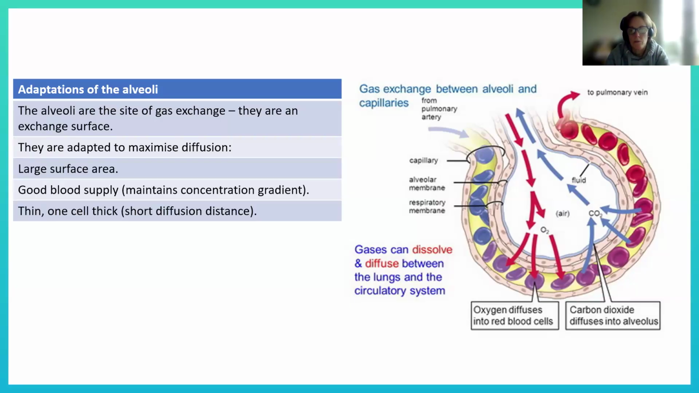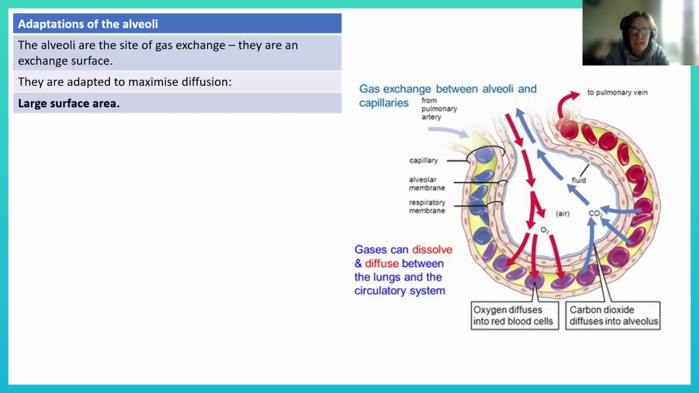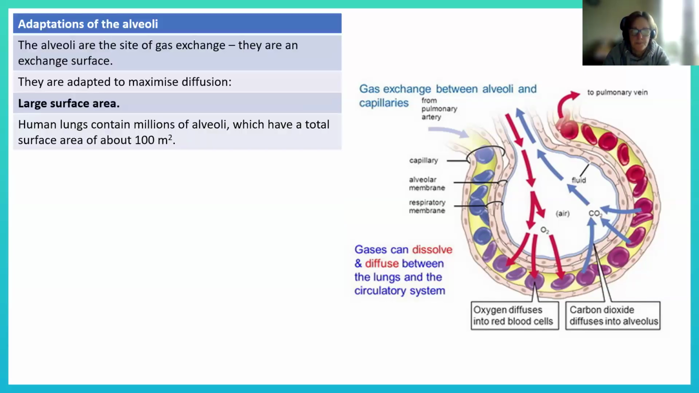It's a very short diffusion distance, one cell thick for the alveoli, one cell for the capillaries. If you think about the bubbles that you blow when you're little, you get those little pots and dip a stick in and blow. That's about how thick they are. So they're an extremely short diffusion distance. Another thing about the lungs as well is they're moist, and what this does is it allows the gases to dissolve and diffuse faster. So let's have a little look at these adaptations then.